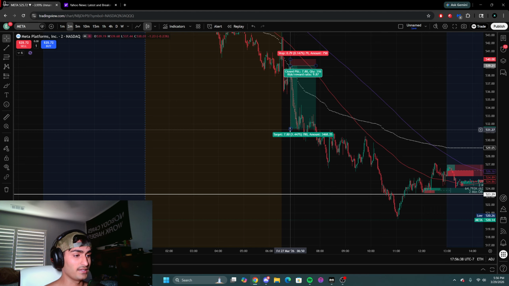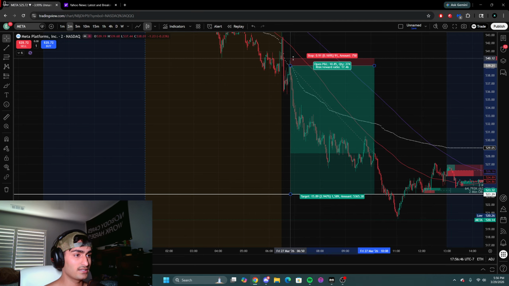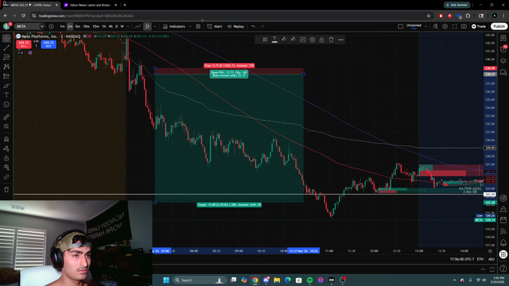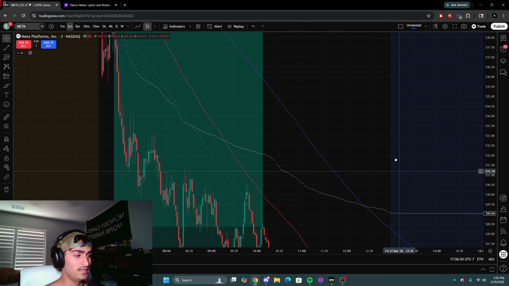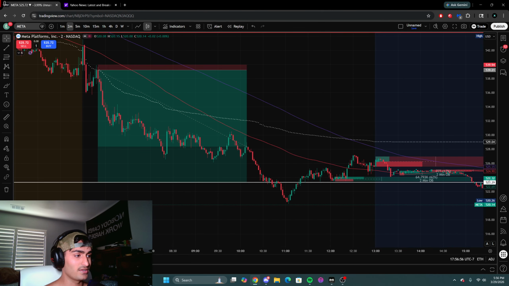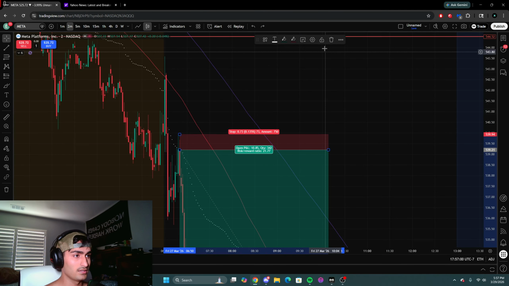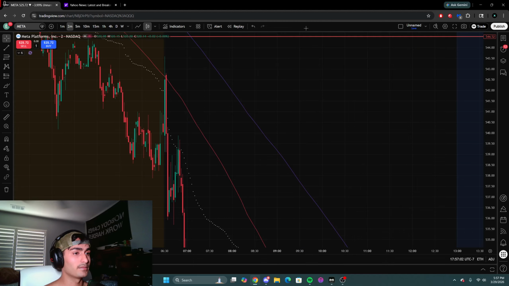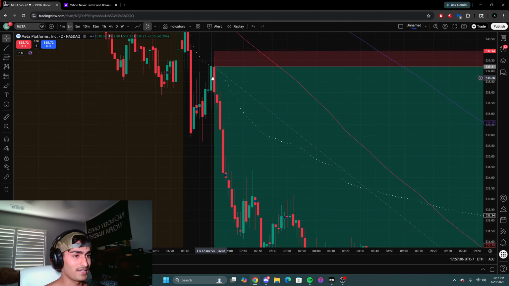I could have either taken this trade and held it for this long, but most likely I would have held it until here. My stop loss would have been just right here. Ooh, let me put that back. And this is a pretty crazy trade on a $10 trade. Bro, I keep pressing the wrong buttons. Let's lock this in place so now we can move it.